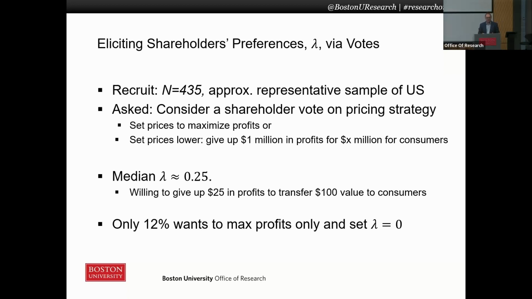And indeed, firms have access to that technology. When you're profit maximizing, small declines in prices have big benefits to consumers and tiny impacts on profits. So firms can implement this desired lambda. Moreover, we can see how many people want firms to simply maximize profits and ignore consumer well-being, and that's a small slice of our sample, about 12%.